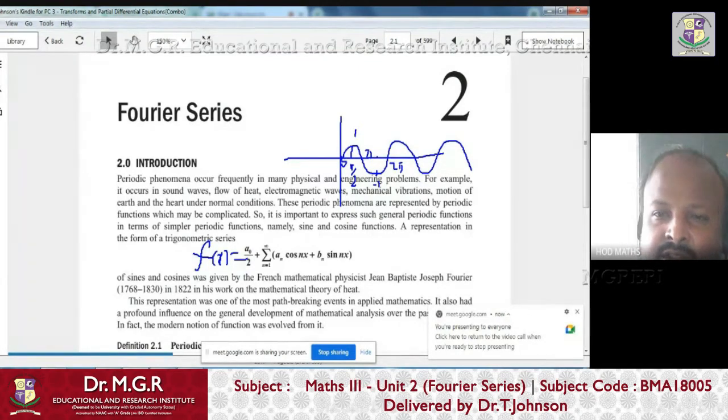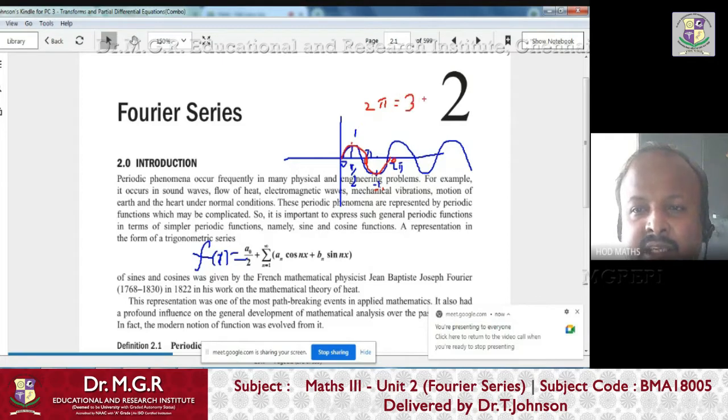It takes the value 0, then moves to 1 here, then again it takes the value 0 here and moves to -1, and again goes to 0 here. So totally it moves from 0 to 360 degrees, that is 2 pi, because pi is denoted as 180 degrees, right? So 2 pi means 360 degrees. So for any 360 degree rotation, from 0 to 2 pi, you have a sine curve.